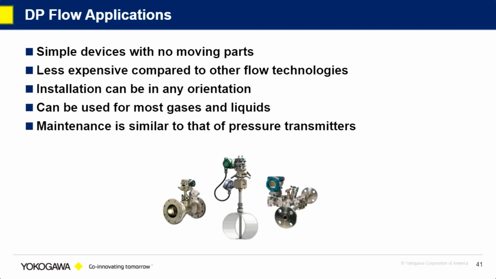So DP devices are pretty simple devices. Take an orifice plate. There's not much to it. It's just a plate. It's installed with the transmitter mounted across it. Can be used in pretty much most applications, liquid, gas, and steam. Comparing to the other technologies, it has a financial advantage, especially on the larger sizes. Maintenance-wise, it's pretty much the same as a transmitter. Whatever typical maintenance you would do on a pressure transmitter is what you would typically apply to the DP device.